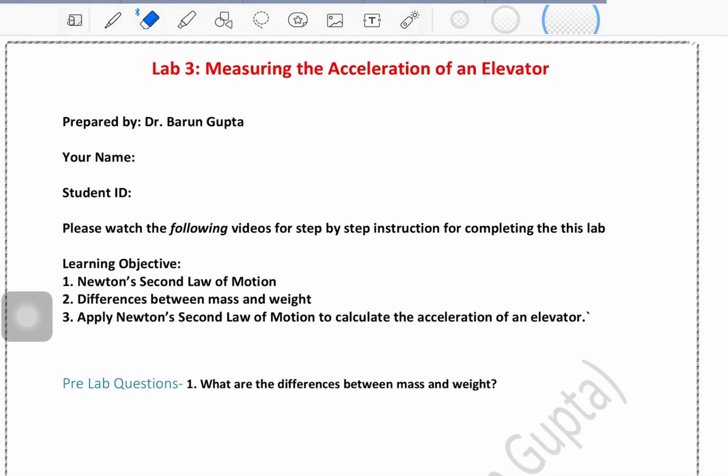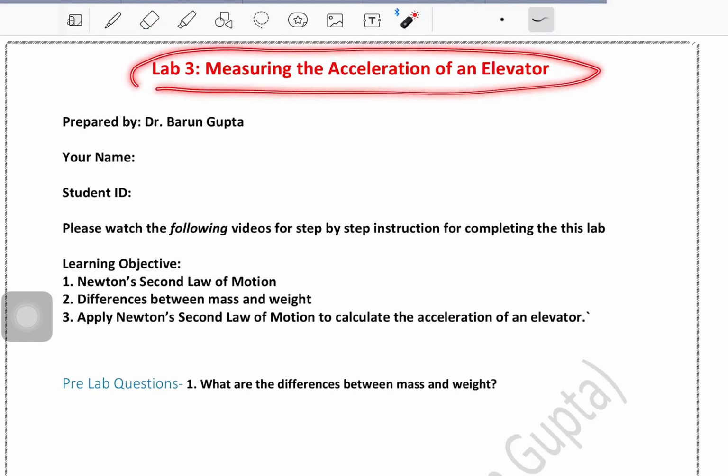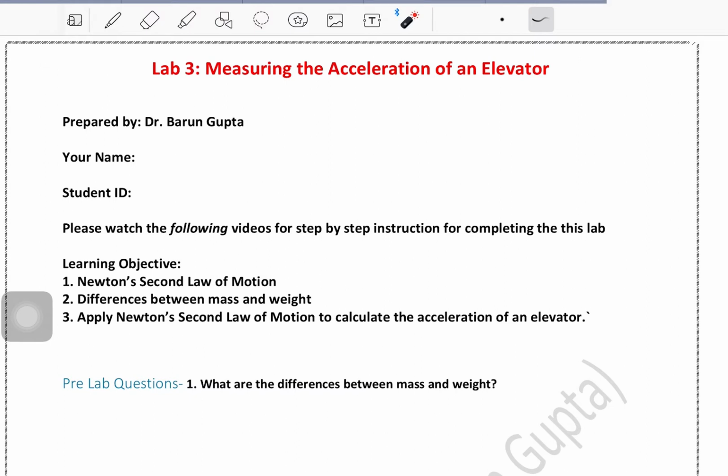In this video, I'll provide you all the required instruction for completing the lab, which is about measuring the acceleration of an elevator. So you should be able to measure the acceleration of an elevator by using simple tools, and the only tool that is required here is a weighing scale. So if you have this scale, then you should be able to measure the acceleration of an elevator.